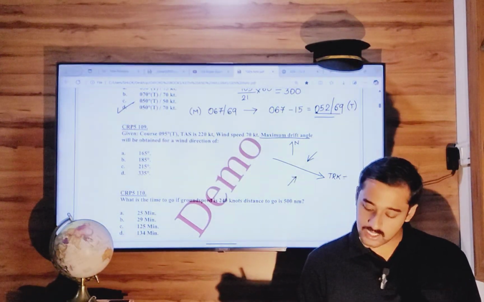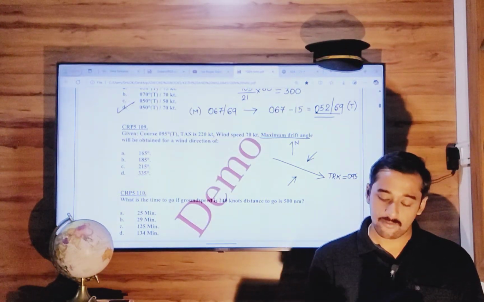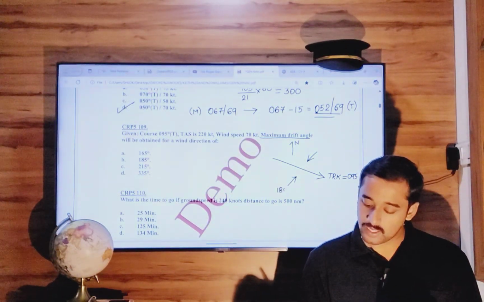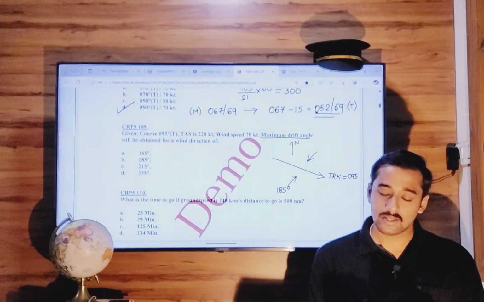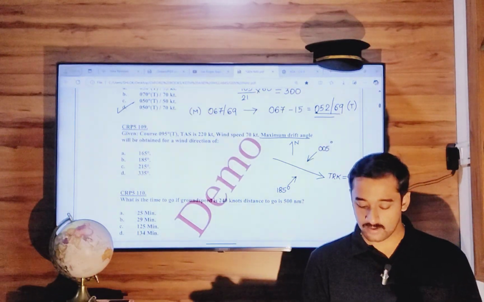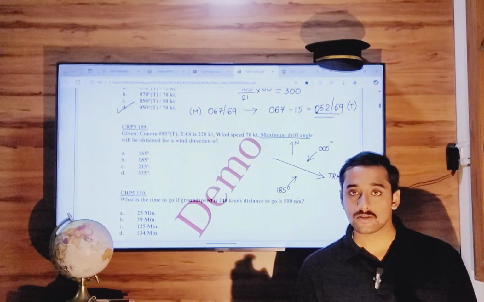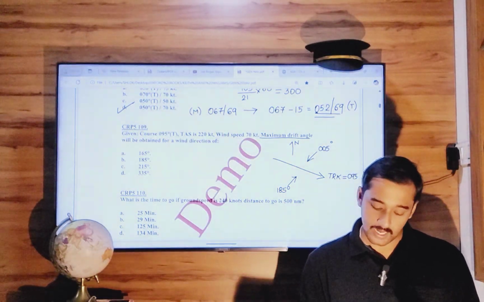Now your track is 095. So 095 plus 90 is 185. So a wind coming from a direction of 185 degree, or 95 minus 90, which is 005, a wind coming from a direction of 005 degree. Either of these winds will produce maximum drift angle. So here the option is 185. Select that.